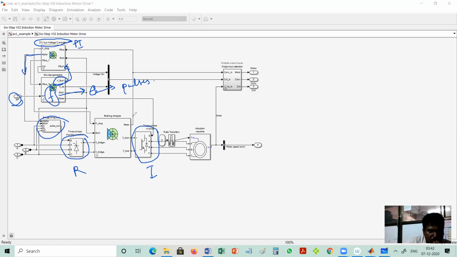One more, there is a braking chopper they have used, which uses dynamic braking. Means what? Whenever there is a regeneration action, when the actual speed of the motor is greater than the synchronous speed, in that case regeneration may happen. But here, whatever extra power is generated, they have wasted in the resistor connected at the DC link, so you can see that they have implemented dynamic braking.